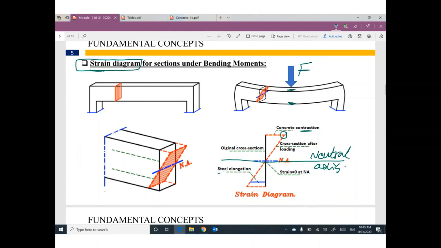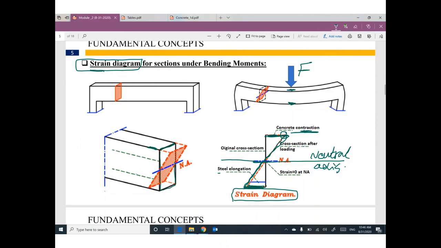So this diagram is called the strain diagram. Strain means concrete at the top is under contraction, and concrete or steel at the bottom is under elongation. So if we have contraction and elongation and I connect in between, we have something in between called the neutral axis. And this shape is called the strain diagram of the cross section. Here is the cross section of the beam.